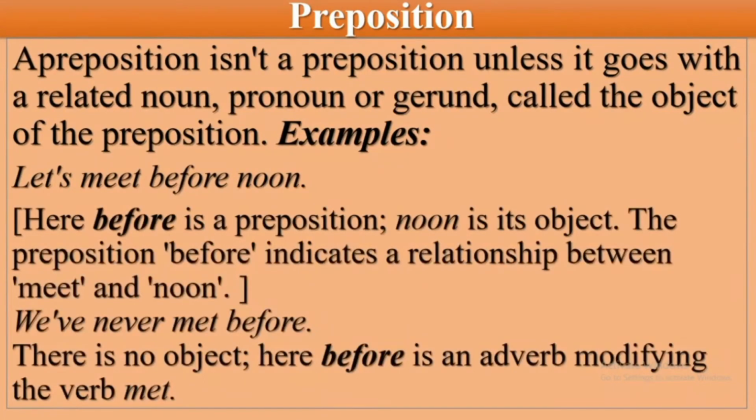So a preposition isn't a preposition unless it goes with a related noun, pronoun or gerund called the object of the preposition. Examples, let's meet before noon. Here in this sentence, the word before is a preposition because it has an object, that is a noun, and the word before has been used before a noun also. So it is a preposition.